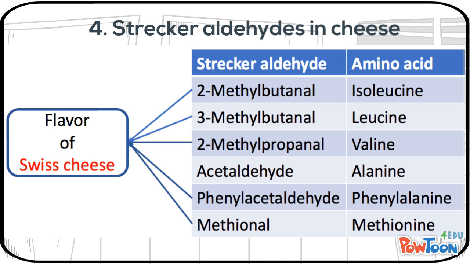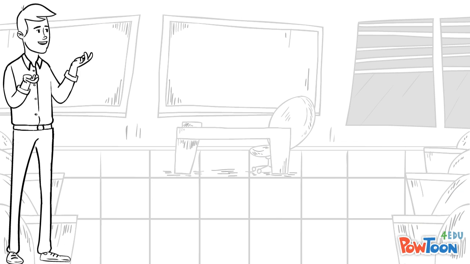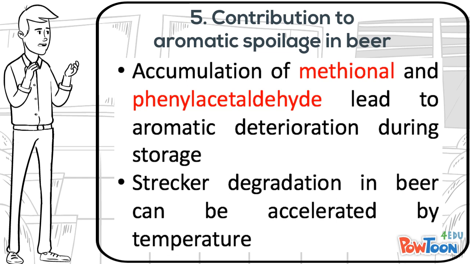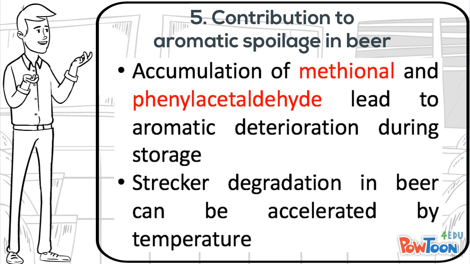Besides the contribution to the flavor of some dairy products, Strecker aldehydes also contribute to the aromatic spoilage in alcoholic beverages. The accumulation of methional and phenylacetaldehyde in beer during storage can lead to aromatic deterioration. The Strecker degradation in beer can be accelerated by temperature, so a higher storage temperature will result in faster Strecker degradation. So to increase the shelf life of beer, the storage temperature should be controlled.